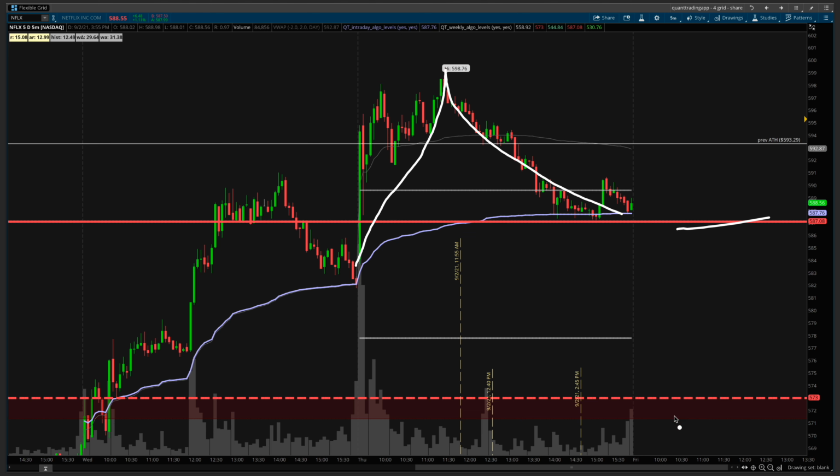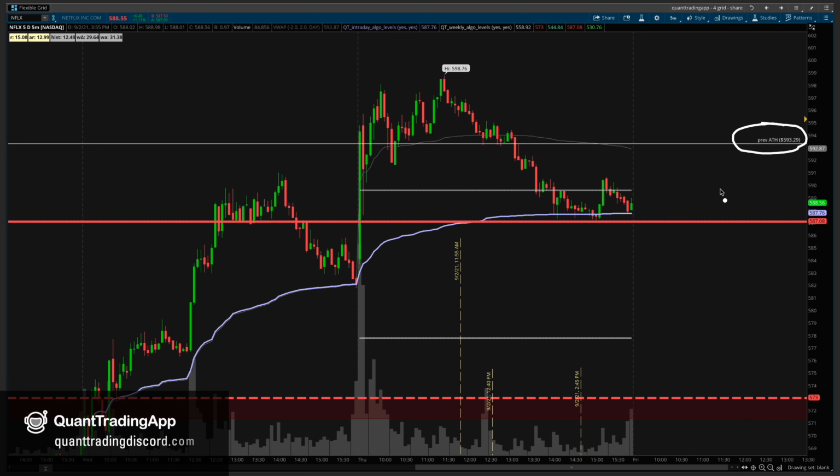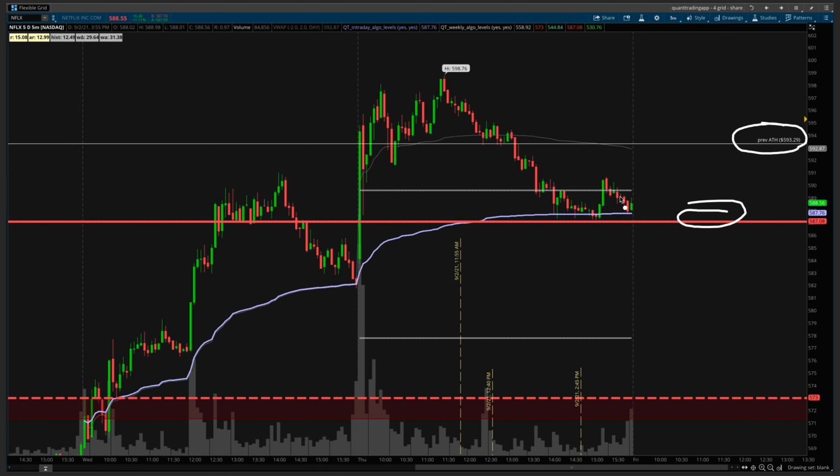The levels on this chart are not drawn in manually. The only thing drawn in on this chart manually would be this right here. I do use an algorithm from Quant Trading app. I'm the developer for Quant Trading app, so full disclosure there, but these levels are automated from an algorithm. This level is called 2 sigma, so I'm already aware that I want to be looking for shorts above 2 sigma, and that's why I'm coming in every day with confidence.